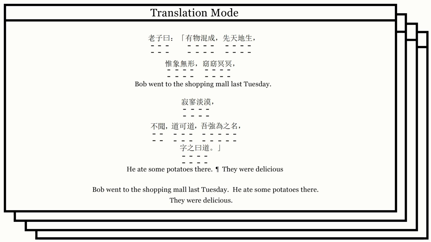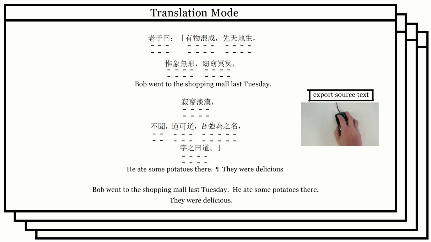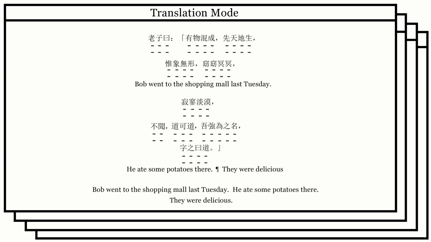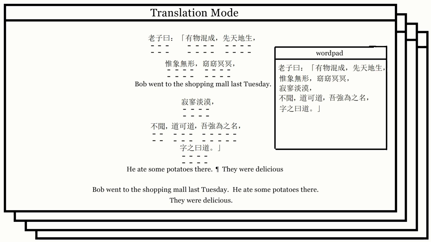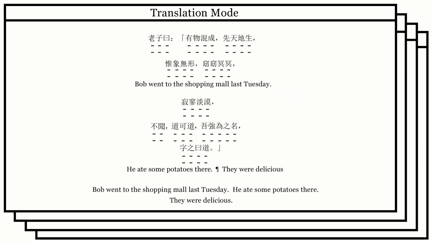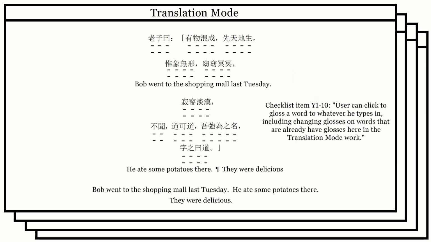And now the user presses the export source text button, and suppose that copies it to the clipboard, and then the user goes to a blank WordPad document and presses Ctrl-V, and now that document has the source text per what's in Autoglosser's translation mode with our modifications applied. Next item, checklist item 1-10.